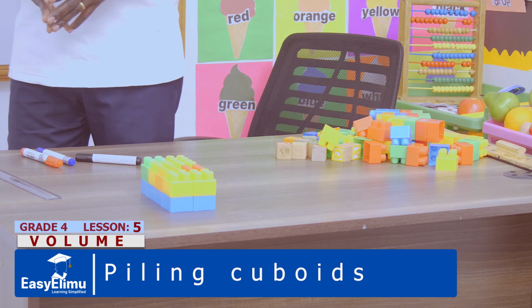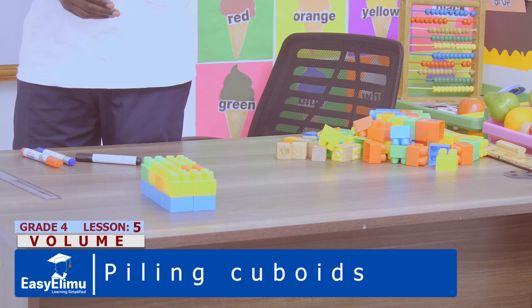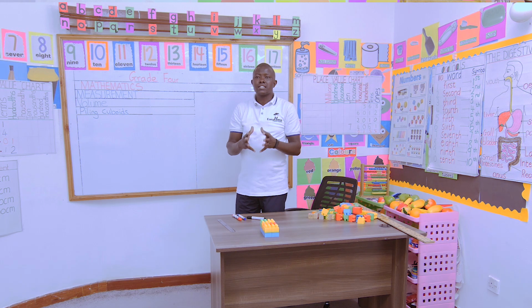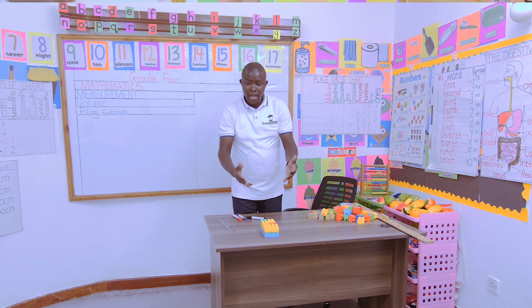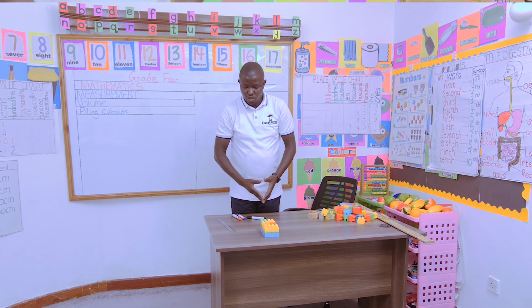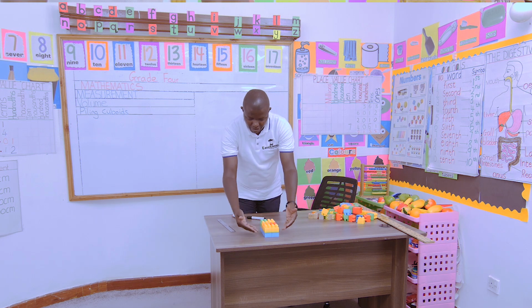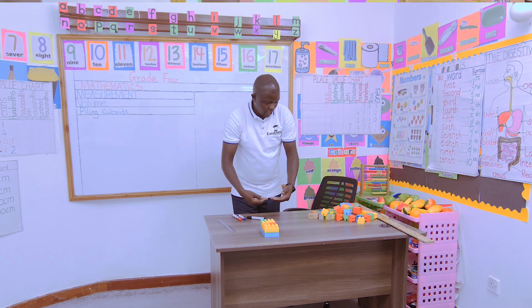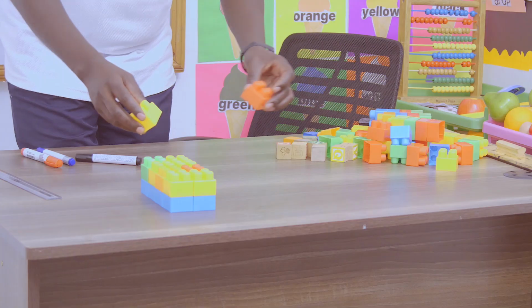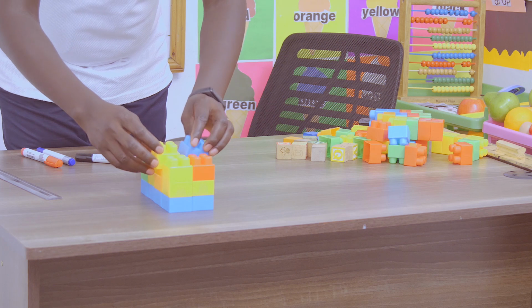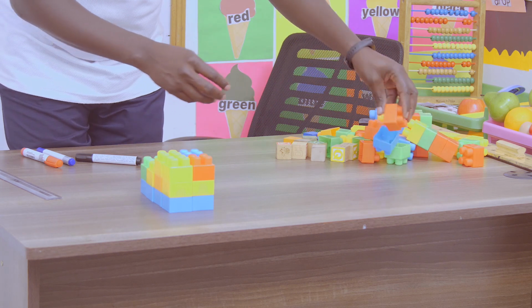Remember, when we are piling cubes, a layer is made up of unit cubes, and a layer plus another layer forms a stack of cubes. So here is a stack of a cuboid. We have the first layer, the second layer. We have formed the ground layer and the second layer. We can also add another layer of cubes to form a cuboid.